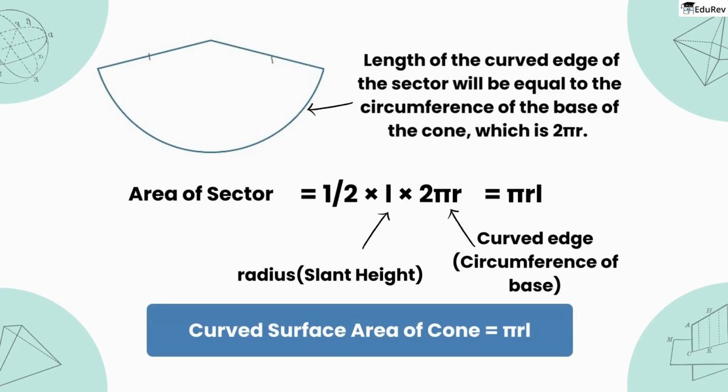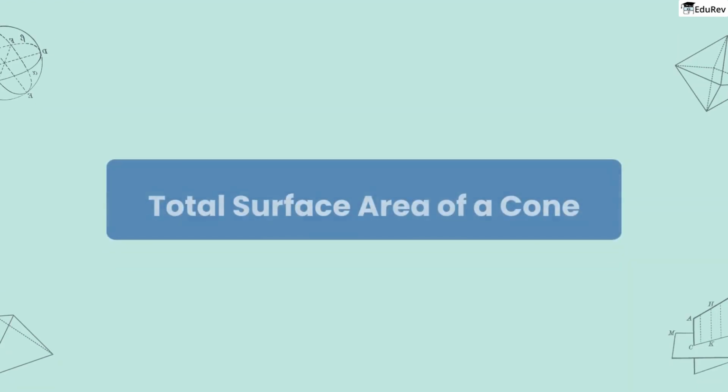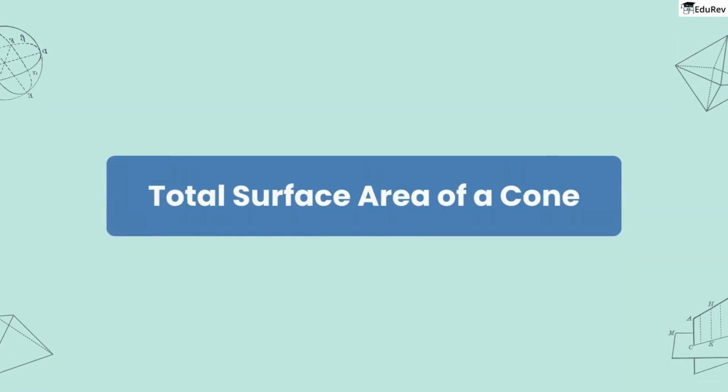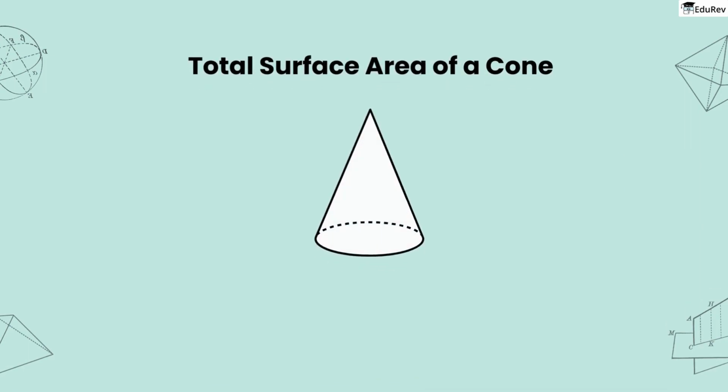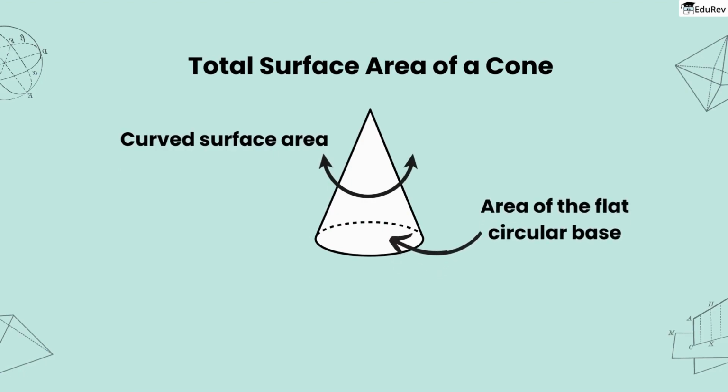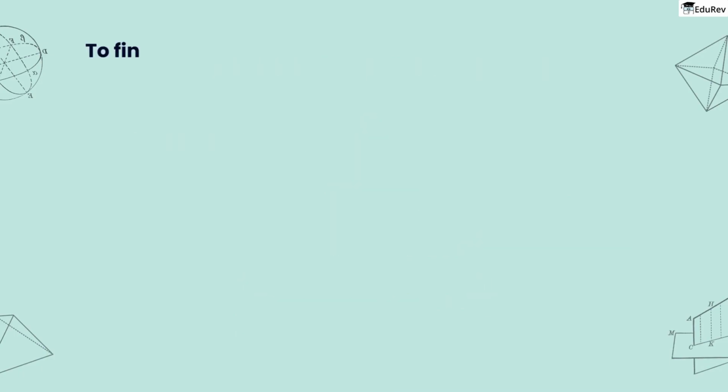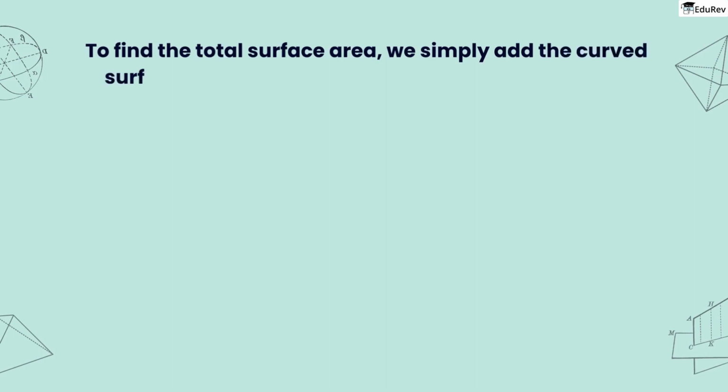Moving on, let us study the total surface area of a cone. The total surface area of a cone includes both the curved surface area and the area of the flat circular base. To find this, we first need to calculate the area of the base, which is given by the formula pi r squared. Now, to find the total surface area, we simply add the curved surface area, pi rl, and the base area, pi r squared, together.